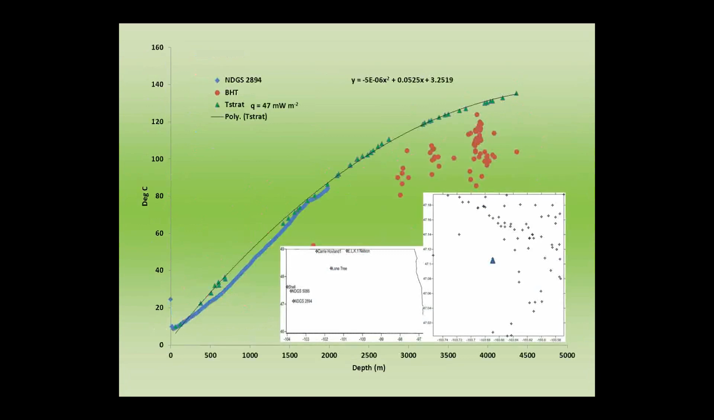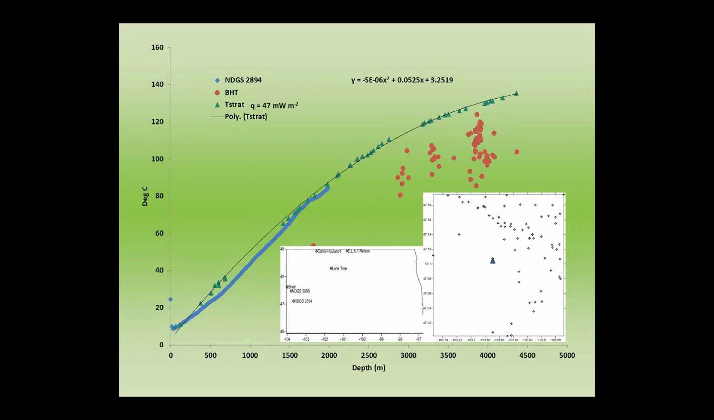And here's our T-strat approach. This is a plot of temperature versus depth. This one well, NDGS 2894, that's a temperature log that was taken back in the 1970s. I will point out that it has a sort of concave upward curvature in the Mesozoic section. We think this is due to a post-glacial warming signal.